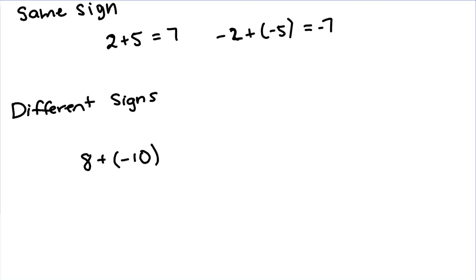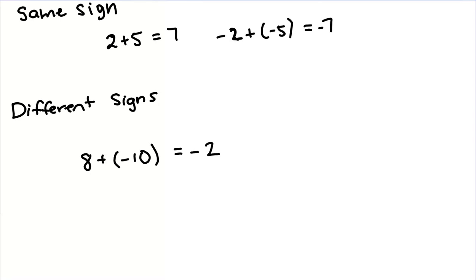All you would do is you would take the absolute value of these numbers. So let's say absolute value of 8 is 8. Absolute value of -10 is 10. So we're going to subtract 8 from 10. Well, we know 8 minus, not 8 minus 10. 10 minus 8 is 2. However, 10 has the greater absolute value. So our answer is negative.